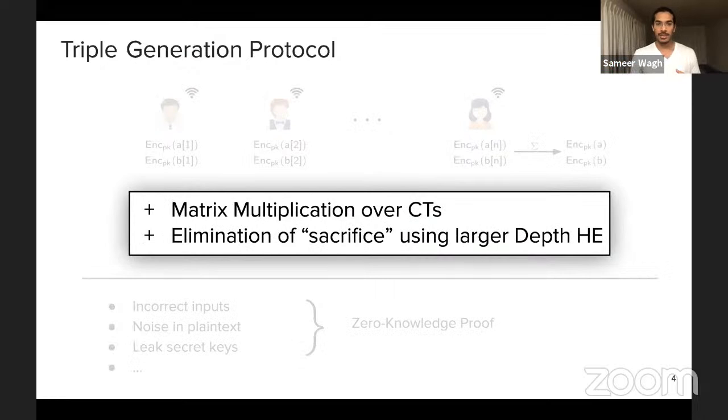First is that we actually demonstrate how to do matrix multiplication over ciphertexts for arbitrary size matrices. So it's not immediately obvious that if instead we replace the term-by-term product with a matrix product, we can actually change the asymptotic complexity of these protocols. So that's the first contribution here. And the second one is the elimination of sacrifice using a larger depth homomorphic encryption scheme. And we demonstrate that using this larger depth homomorphic encryption scheme, along with the elimination of sacrifice, actually ends up with a more promising protocol than using lower depth HE.